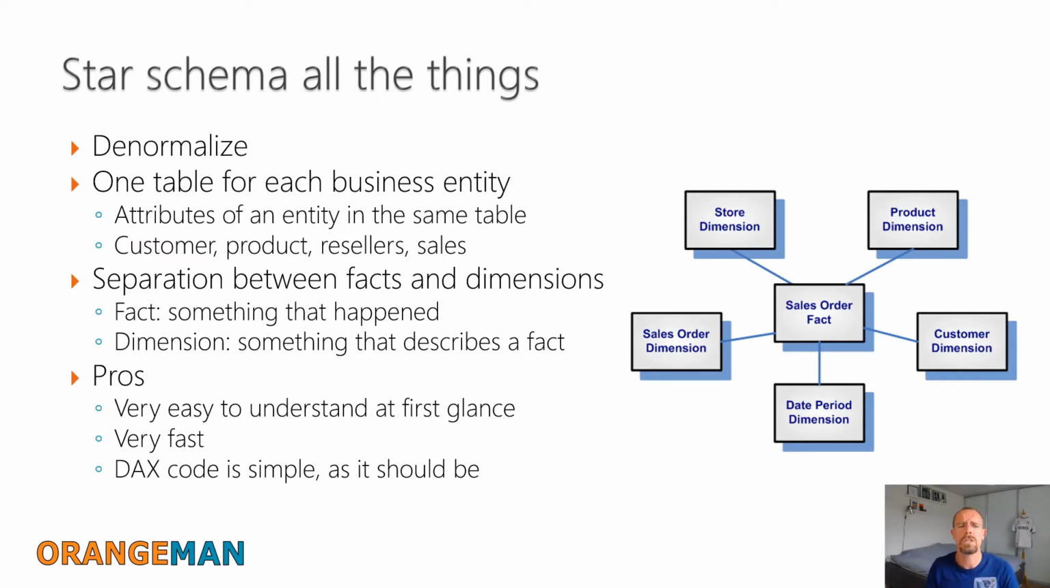And then you also separate the facts and dimensions. And dimension, this is what describes the facts. So this was the customer, product, reseller, etc. And then we have the fact. That's something that happens. So in this example, we have the sales orders. That's the facts. But it could also be financial posts or something like that.